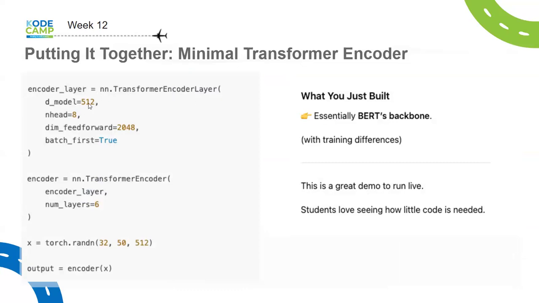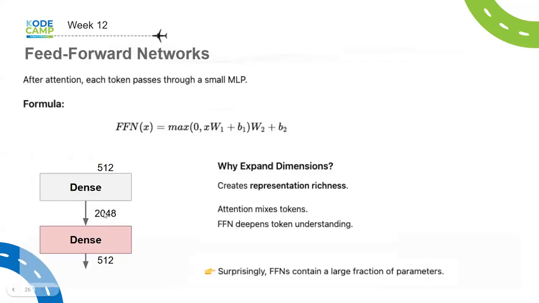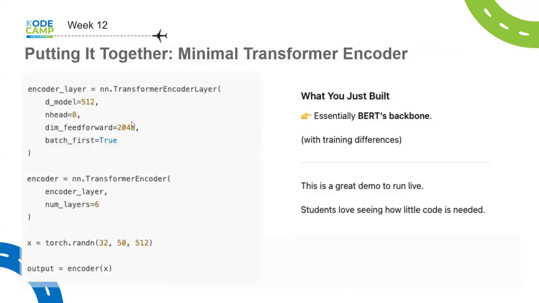The D model, which is the embedding depth, is 512. N is the number of heads for multi-head attention. Then the feed forward dimension. Remember we said that the feed forward layer, this FFN, in between has a different size, right? So 2048 is picked here.